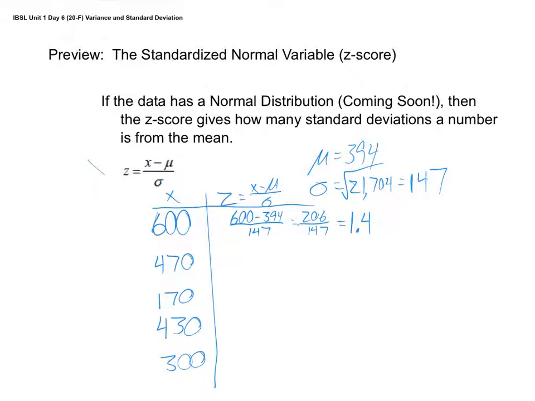One of the reasons why we do this is because for any normal distribution, we could figure out what percentile the 600 is based on the mean and standard deviation of all the data.